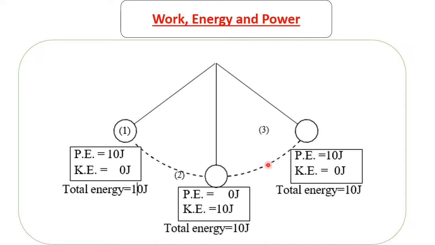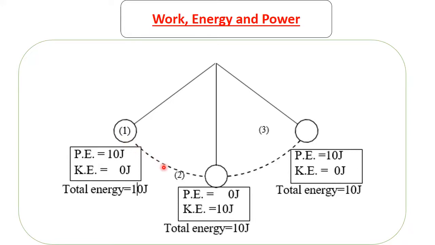The second case is the swinging pendulum. So at this point, the pendulum is about to be released. So here it is at its maximum height from the ground. So this bob of the pendulum has the potential energy. In this case, let's assume 10 joules. The kinetic energy is 0 joules. So once it's released, it's going to be moving.